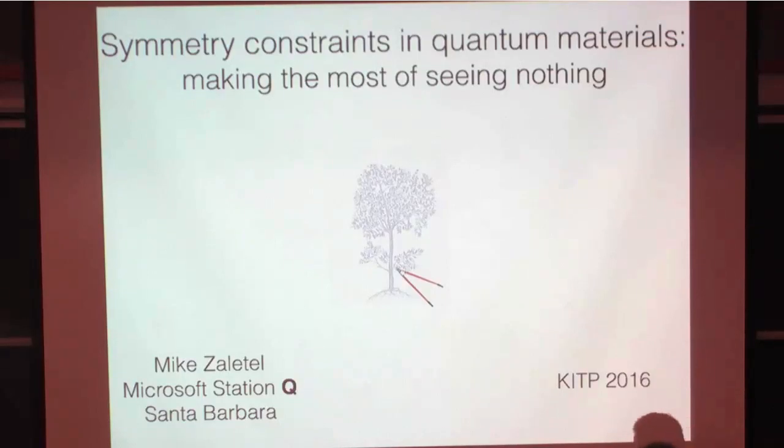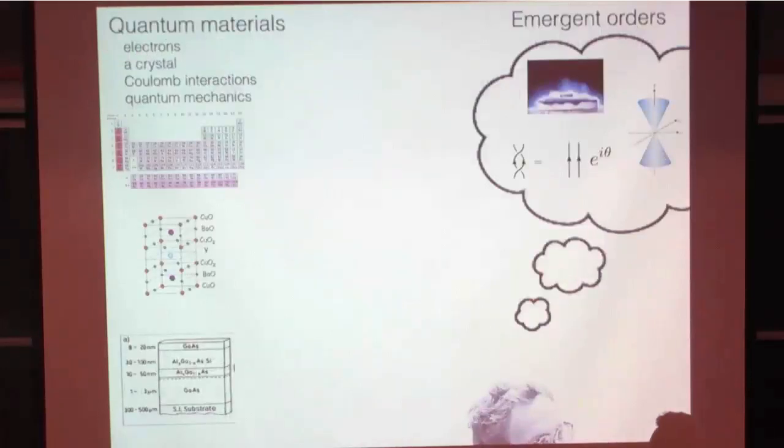So I want to start by explaining what I mean by this title, Making the Most of Seeing Nothing. And the situation we're looking at is quantum materials or condensed matter in general. One thing that makes it such an exciting field is that ultimately we're dealing with actual dirty pieces of dirt. But this dirt is interesting. So what it's made of is the basic constituents of a material.